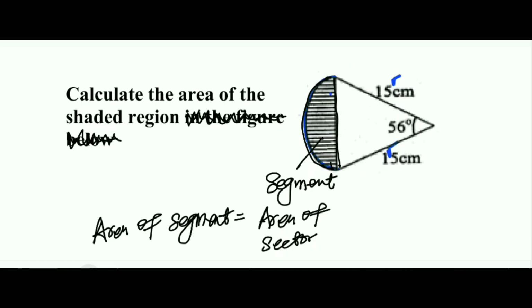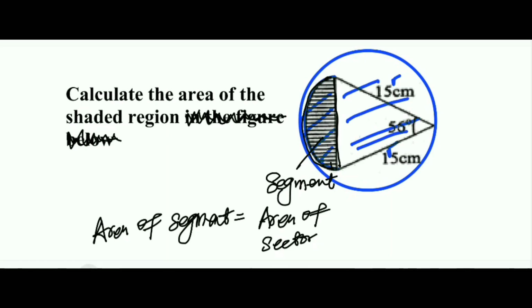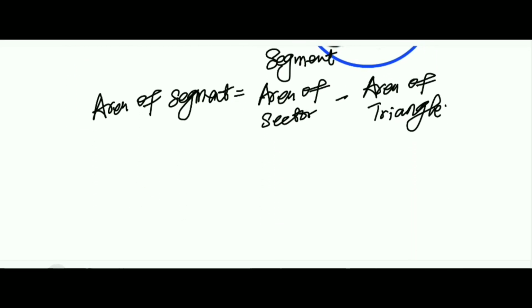So the area of the shaded portion is the area of the sector, everything, minus the area of this triangle. So when you take out this triangle from everything, what you have left is the area of the segment. So area of sector minus area of triangle. Alright, so what is the formula to find area of a sector? Theta over 360 times pi r squared.